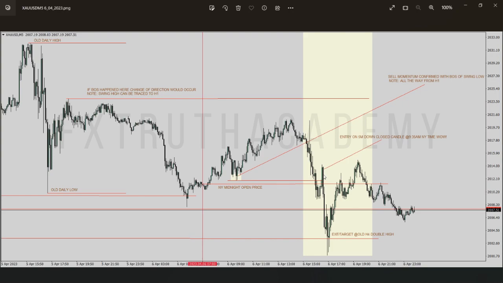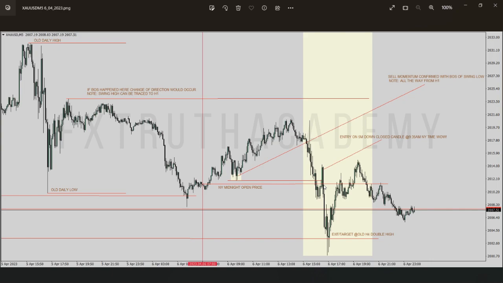And you can see the way price protracts or retraces right there and gives us an entry at this down close candle right there. And this is exactly 9:35 a.m. New York time, exactly on the ICT New York Killzone. And the entry was on the 5 minutes on the down close candle. You can see the way I outlined it.